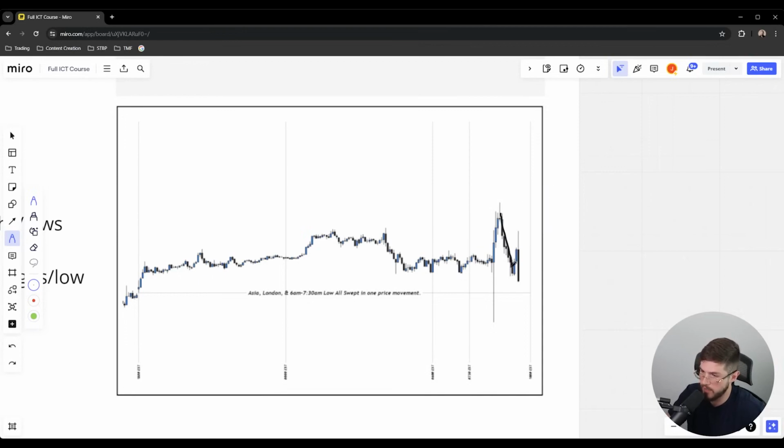Now, if you missed that and the market's already shifted down and given you signs of reversal through inverse fair value gaps, then this is going to be distribution. You're just looking to trade retracements.